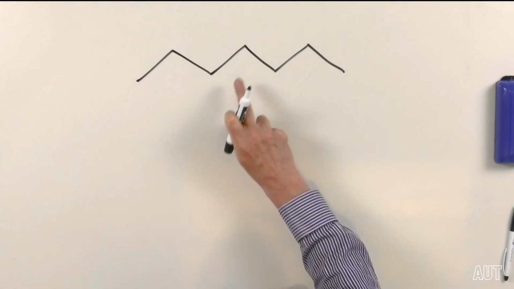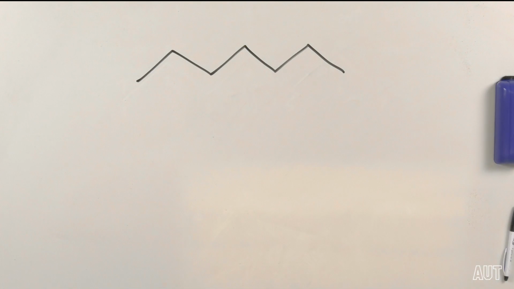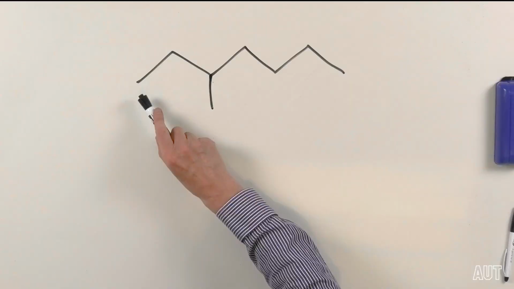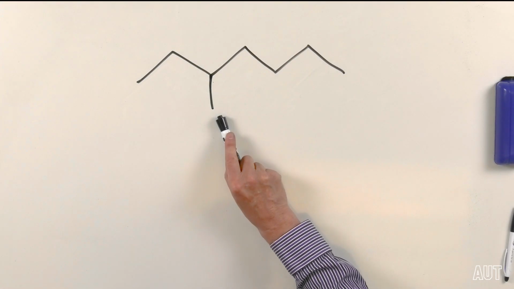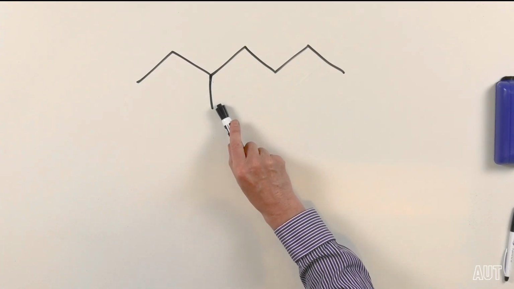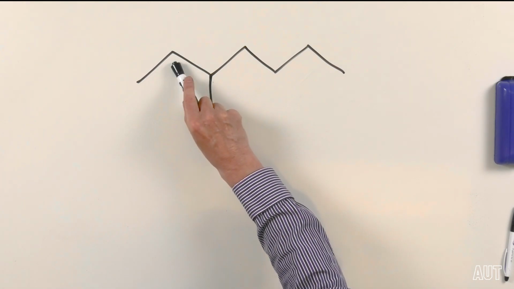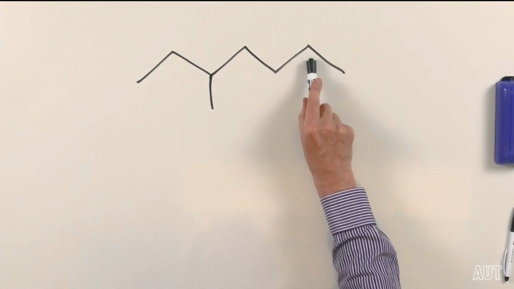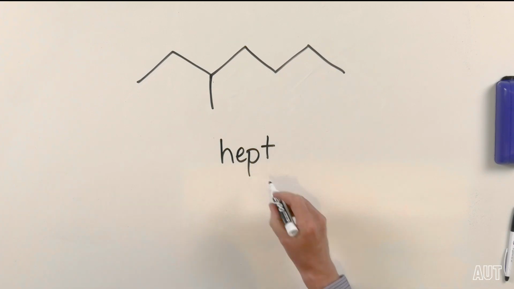Right, 1, 2, 3, 4, 5, 6, 7. Easy to lose count when you're drawing these line structures, and let's do this one now. Continuing on a theme here. Longest carbon chain to begin with. Let's look at it. We've got 1, 2, 3, 4, 5, 6, 7. Longest carbon chain, 7. So again, we're going to have hept somewhere in the name.